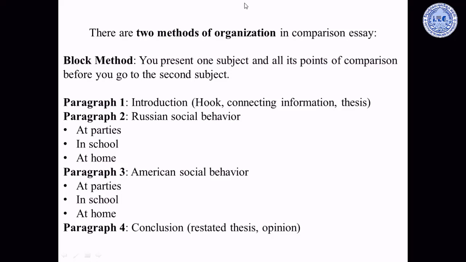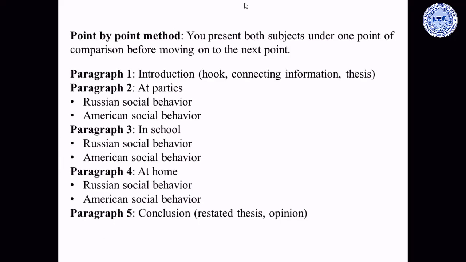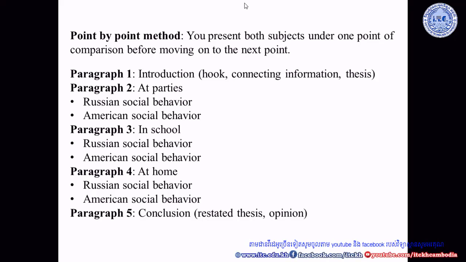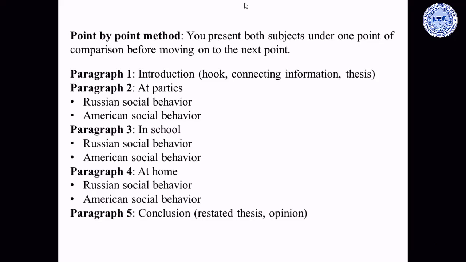Let's move on to another method of organization. It is the point-by-point method. In this method, you present both subjects under one point of comparison before moving on to the next point. For the example, it has paragraph 1, the introduction, and 3 body paragraphs. In the point-by-point method, we have to mention both subjects at the same time under one point.